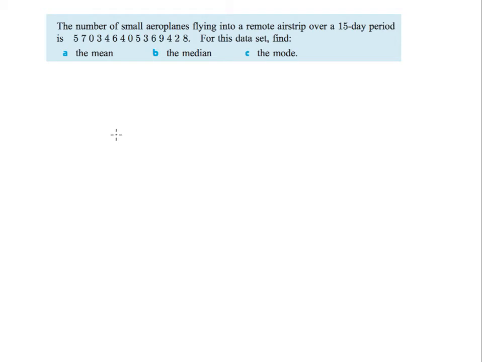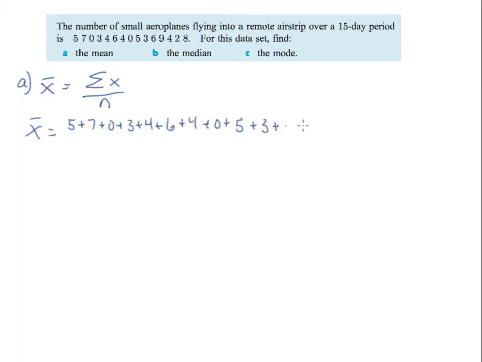Here we have the number of small airplanes flying into a remote airstrip over a 15-day period. Find the mean. So again, remember the mean is equal to the summation of x over n. Well, summation x means I just take all my data points and I add them together. So just write them out, put a plus in between every data point. Notice I do include the 0, although it doesn't have any value. I want to add all of the values. And then I divide by the number of data points. Looks like I have 15. And now I simplify down.